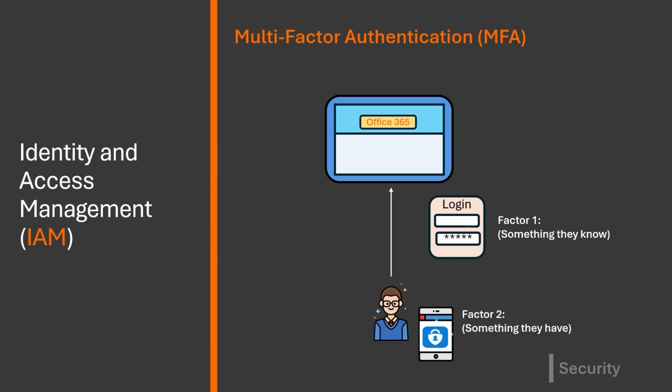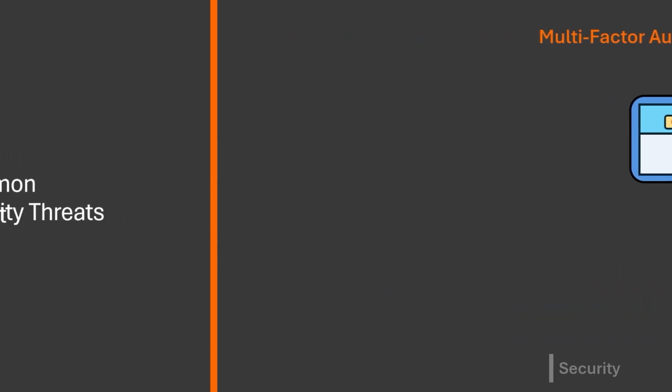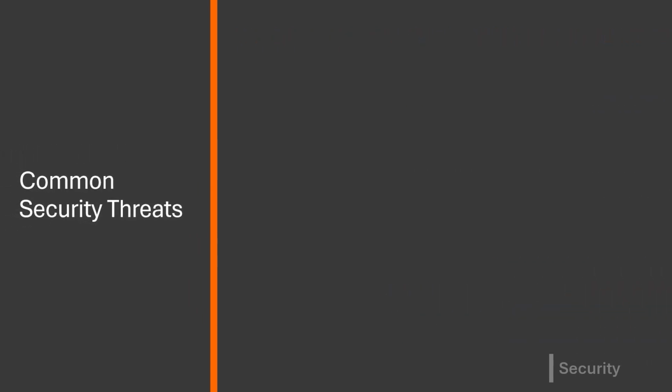Now that we have covered how businesses control access and verify identities, let's look at the flip side, which is what they are protecting against. In today's connected world, security threats are constant, evolving, and often designed to exploit human behavior. Below are some of the most common threats that modern businesses face and how they work.